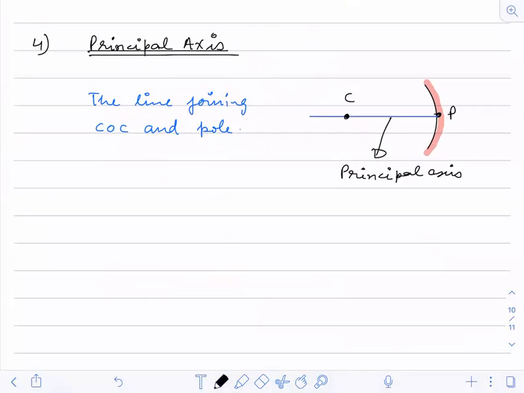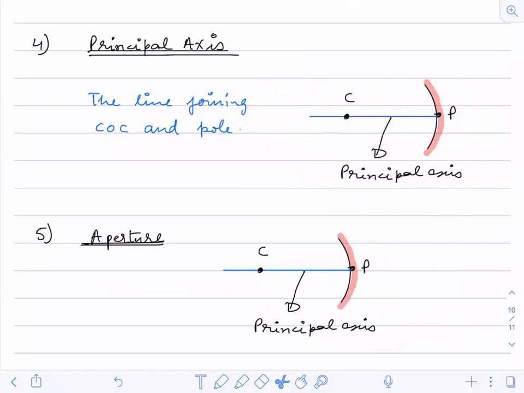And now I'm going to take the fifth and the last one, which is aperture. If I take the same figure, what is aperture here now?